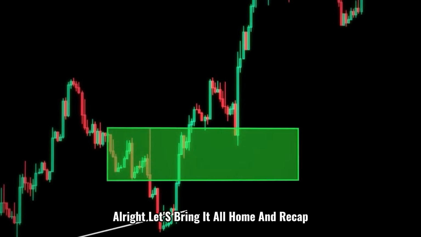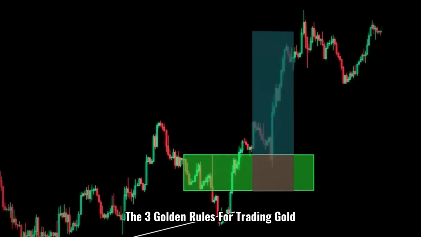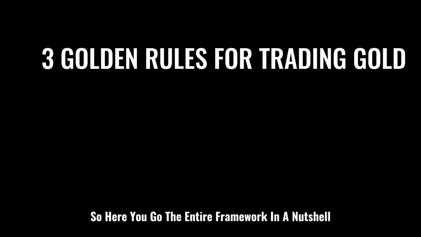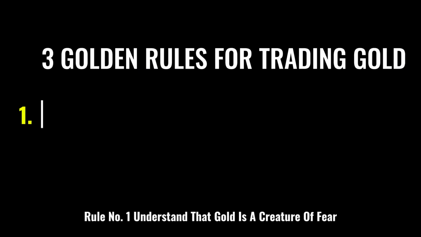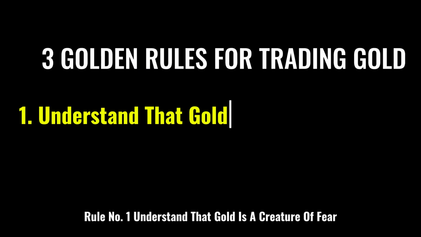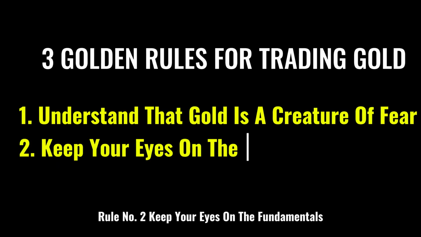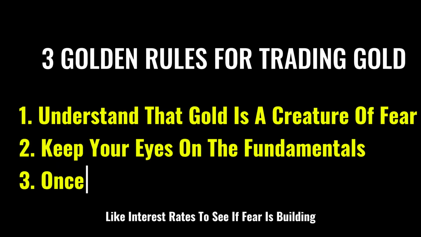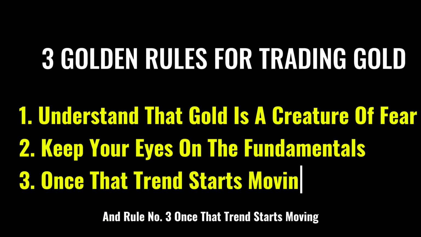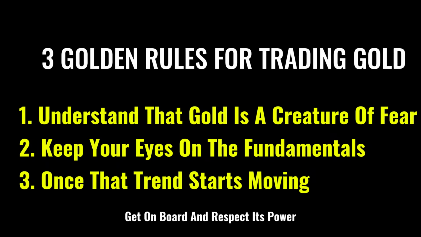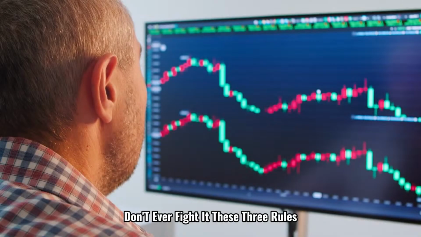Alright, let's bring it all home and recap the 3 golden rules for trading gold. So, here you go, the entire framework in a nutshell. Rule number 1. Understand that gold is a creature of fear. Rule number 2. Keep your eyes on the fundamentals like interest rates to see if fear is building. And rule number 3. Once that trend starts moving, get on board and respect its power. Don't ever fight it.